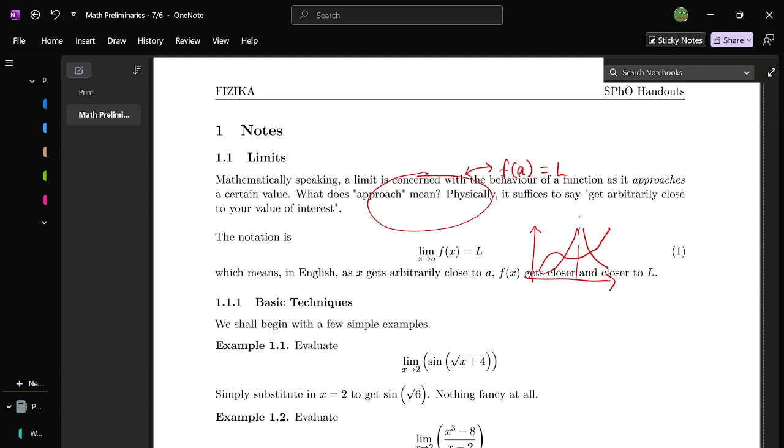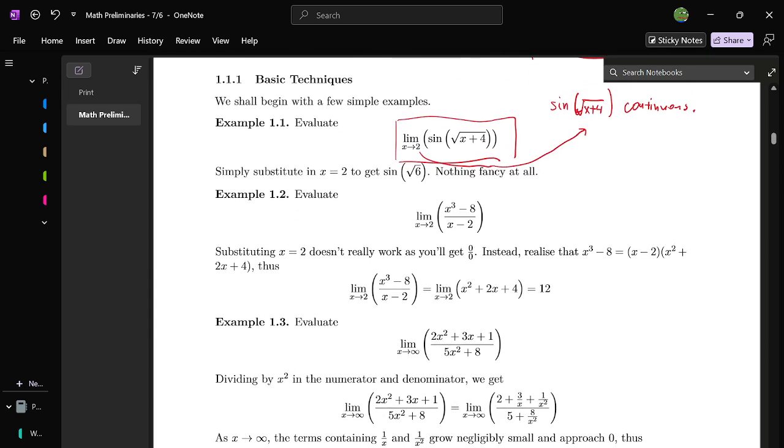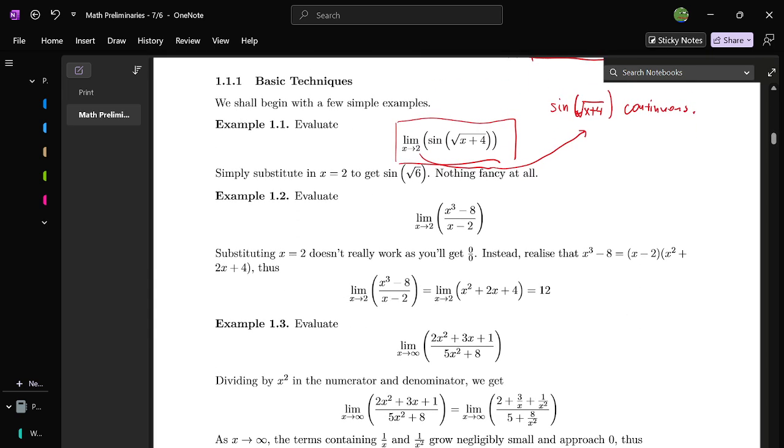In general, if your function is continuous, then you can simply substitute in. Like in this example, because sine of square root of x plus 4 is continuous, you just sub in x equals 2 and you get sine of square root 6. This is nothing fancy, the easiest case of limits that you have to evaluate.